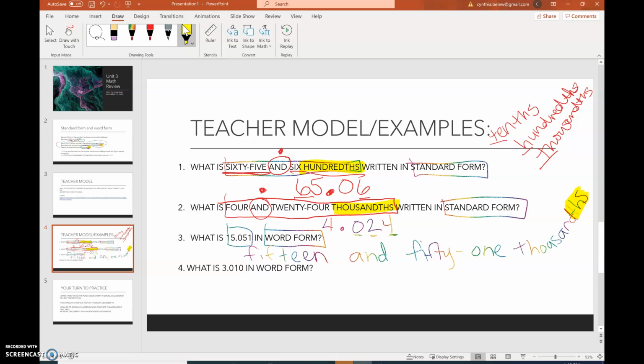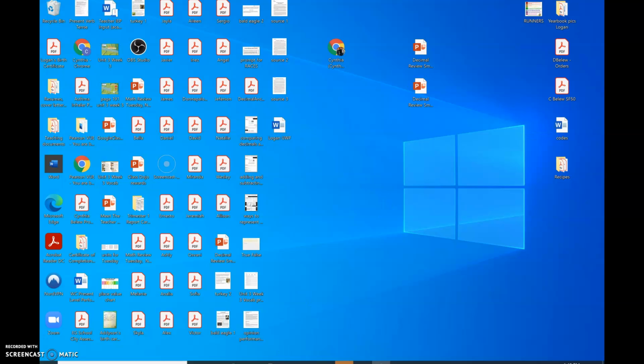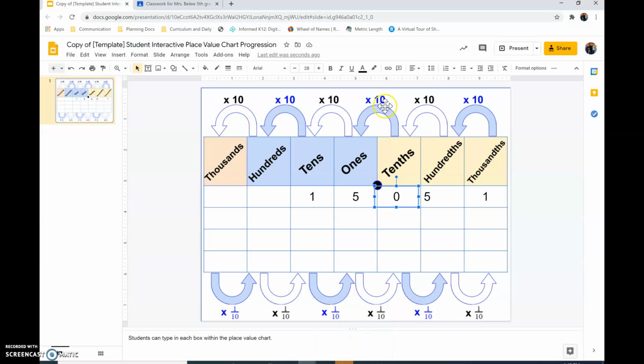Now let's look at the next one. What is 3.010 in word form? So I'm going to box in 3.010 in word form. And I'm going to go back to my place value chart. I'm going to delete all my old numbers, just clicking it and highlighting the number and deleting it. Then I'll type the numbers in. It was 3.010.